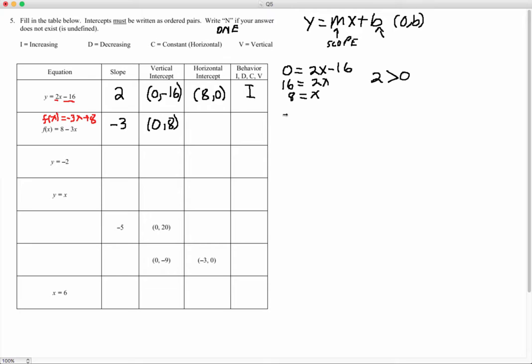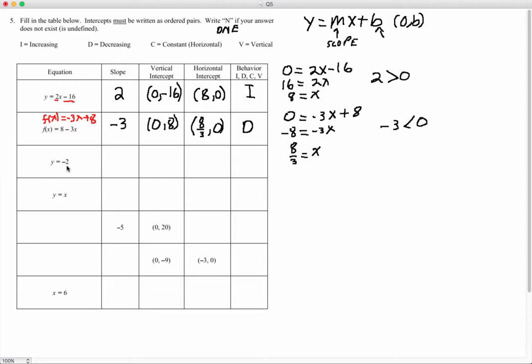And then again, if we want to find our horizontal intercept, we're going to set f of x equal to 0 here, set y equal to 0. So 0 will be equal to -3x plus 8. -8 is equal to -3x. Dividing both sides by -3, excuse me, we would end up with a positive 8/3 is equal to x. So that tells me that the horizontal intercept is at (8/3, 0). And what we see here is that -3, our slope, is less than 0, so that tells us if I moved from the left to the right on this line, it would be a decreasing line.